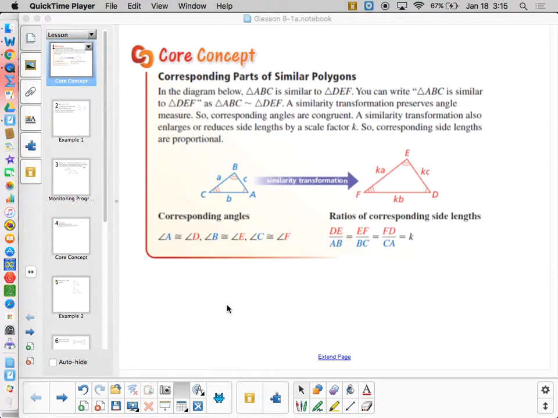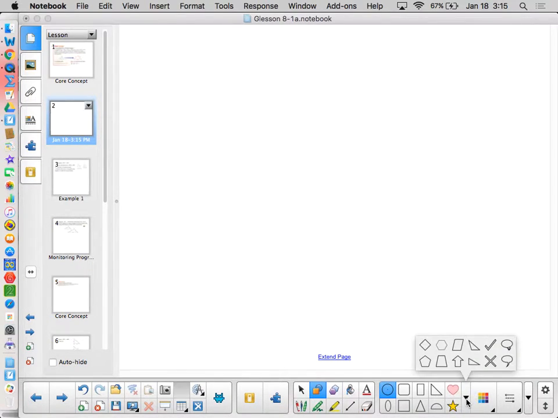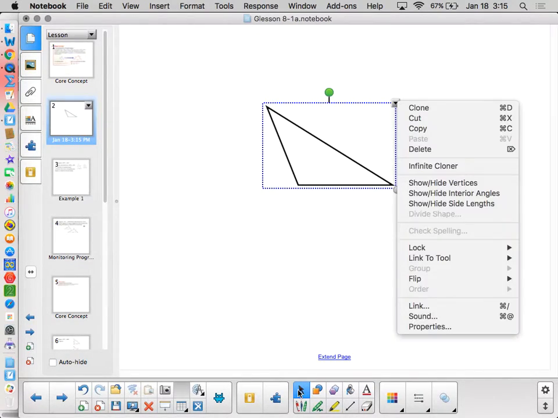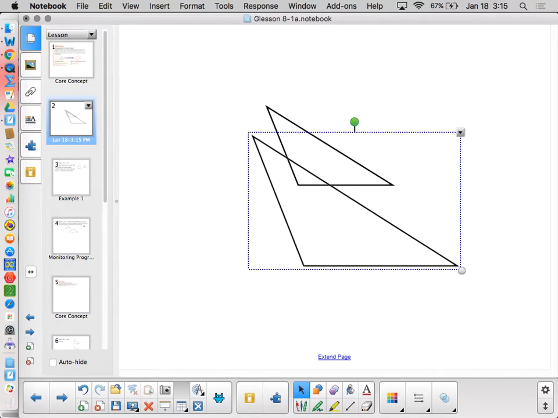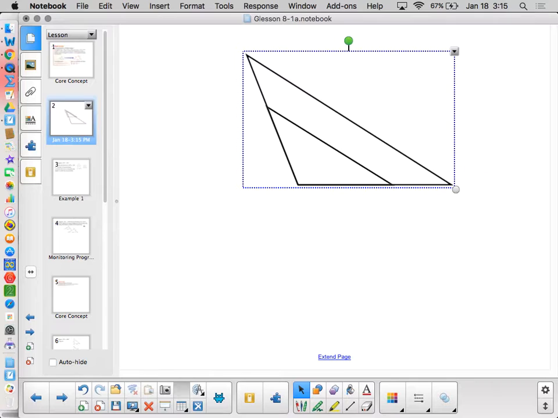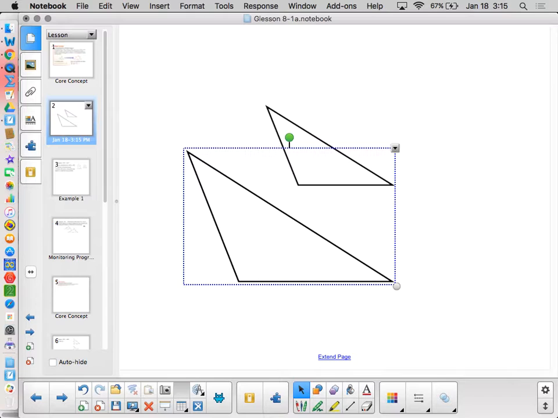Now, in similar polygons, and we talked about this with dilation, the corresponding angles did not change. So for example, very quickly, if I drew some random triangle here, because triangles are nice and fun to work with, and I'm going to clone that and enlarge the clone so it's bigger. What we notice is that the corresponding angles are all congruent. The corresponding angles do not change size. Okay? What we have is an enlargement or a reduction.